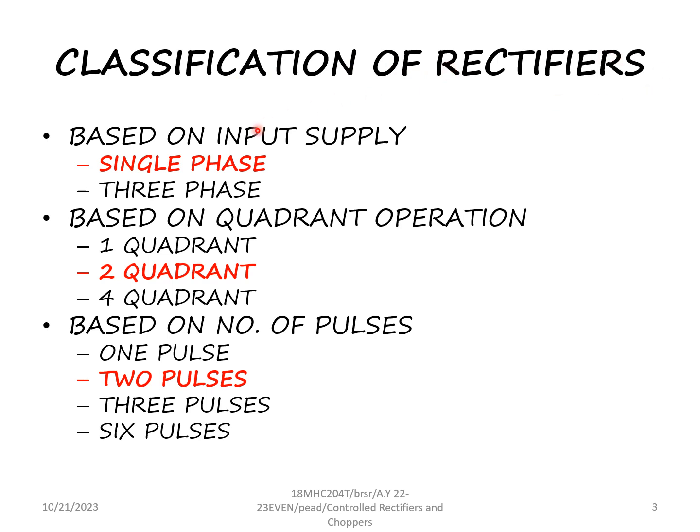Rectifiers are classified based on the input supply as single phase or three phase, based on the quadrant of operation as one quadrant, two quadrant or four quadrant. Based on the number of pulses available at the output, it is classified as 1 pulse, 2 pulses, 3 pulses or 6 pulses. Here in this lecture, we will be knowing about the operation of a single phase, 2 quadrant, 2 pulse rectifier.